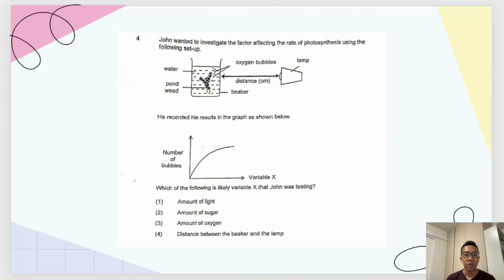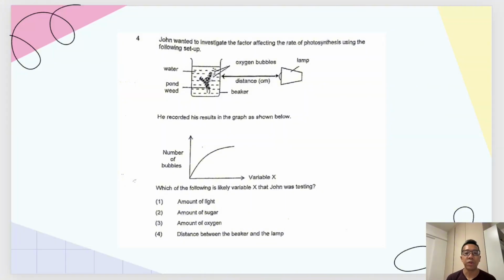I really like this question because it is a tricky question for those who are not paying attention, myself included. For those of us who are not paying attention, we'll take one quick look at the diagram and think that variable x is distance. But you will see in a short while why that is not the right answer. So what is this question really asking? This question is asking about the rate of photosynthesis.